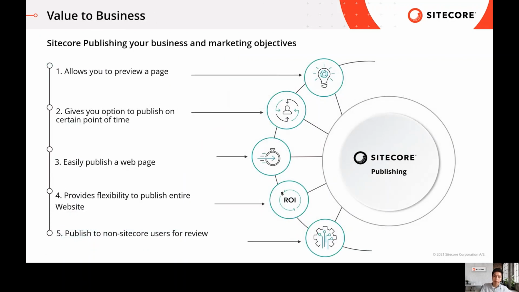So to summarize, here are the value benefits that you will get from using the Sitecore publishing feature. Firstly, it allows you to preview a page before it gets published, so you can review, amend, or adjust your content in different timing, language versions, or devices before you release your content to your end users. This way, you can minimize any mistakes that could lead to misinformation. Second, you have full control over when you want your content to be published or unpublished. This means you can schedule it at your own convenient time.